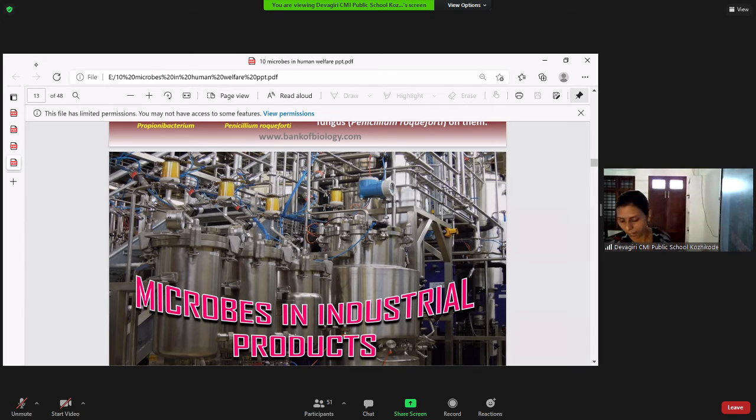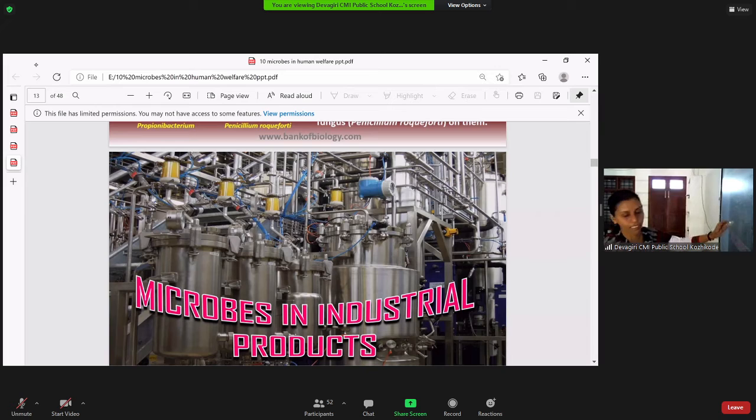Okay, page number 181. Take a pencil and underline the second line under microbes in industrial products. Underline the second one, beverages and antibiotics. These are the products produced using fermenters. So how are beverages produced? How are fermented beverages produced? We'll see now. Vinayak, read.